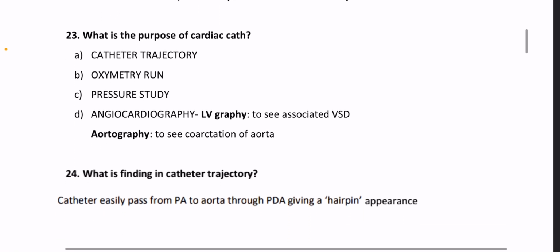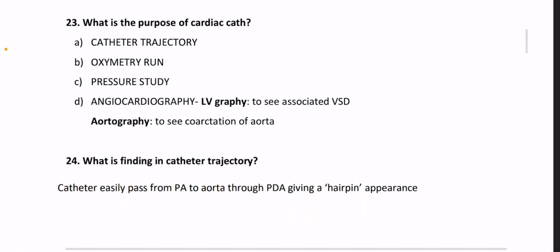What is the purpose of cardiac cath? To do catheter trajectory, oximetry run, pressure study, angiography, LV-graphy to see associated VSD, aortography to see coarctation of aorta.